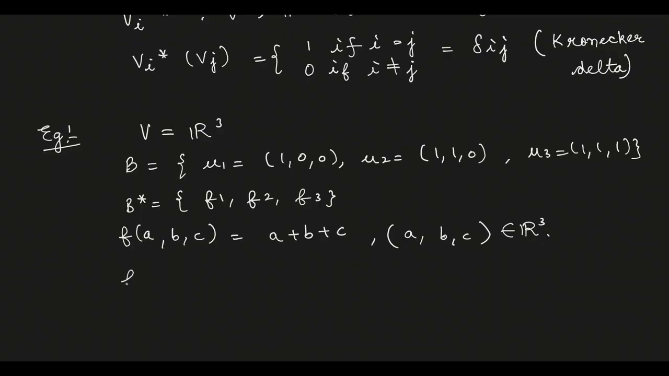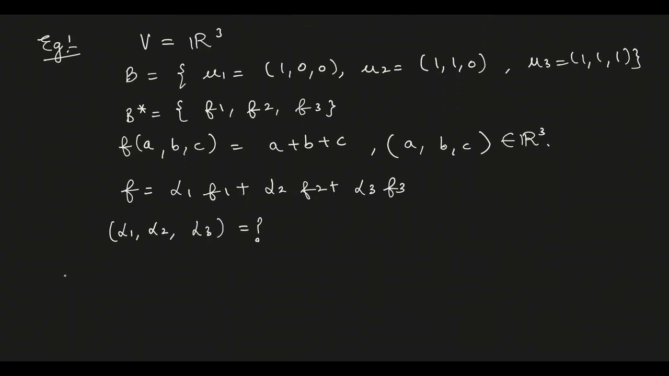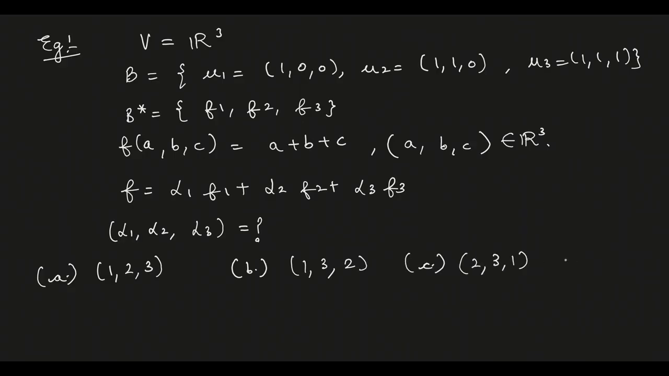And if f is equal to alpha 1 f1 plus alpha 2 f2 plus alpha 3 f3, then I need to find alpha 1, alpha 2, alpha 3. And options are 1, 2, 3; 1, 3, 2; 2, 3, 1; 3, 2, 1.